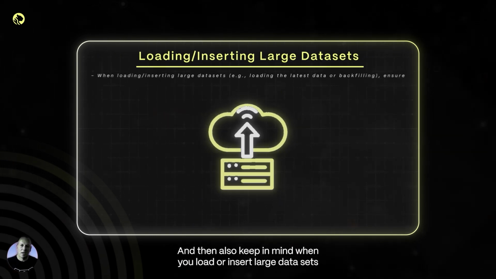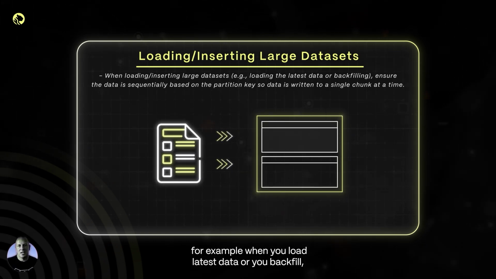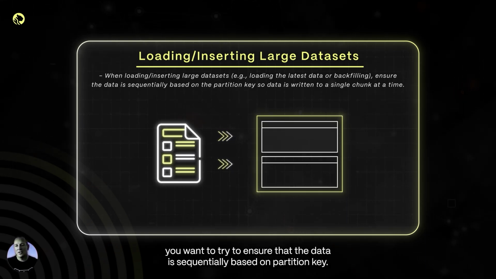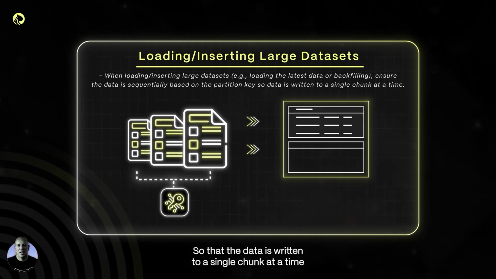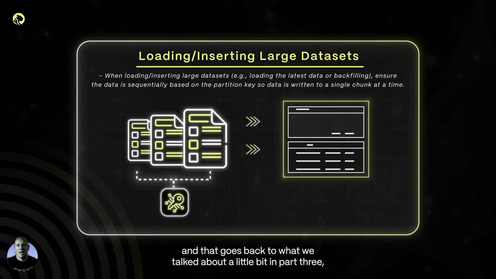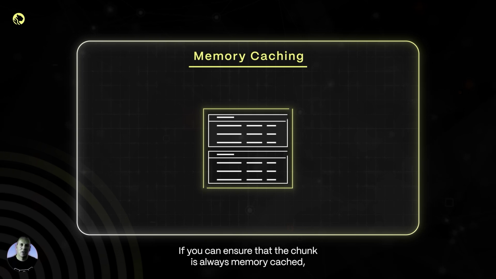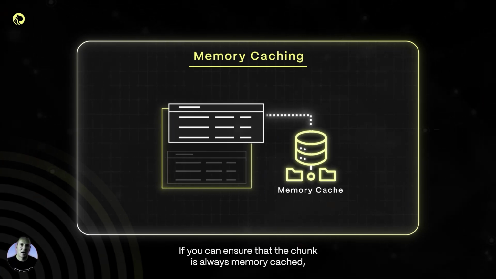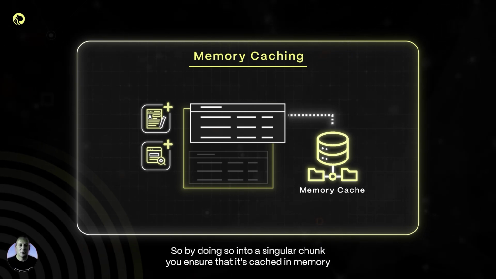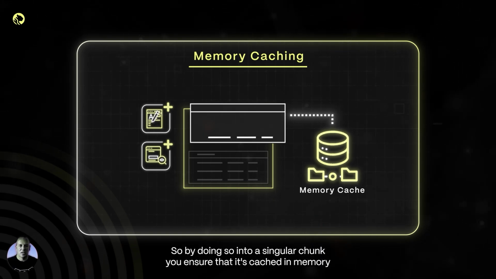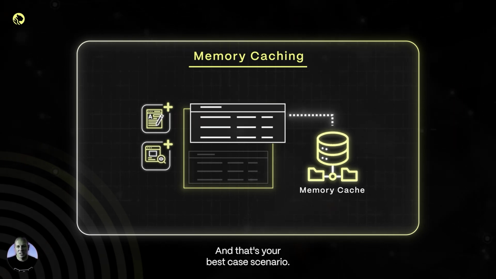And then also keep in mind, when you load or insert large data sets, for example, when you load latest data or you backfill, you want to try to ensure that the data is sequentially based on partition key so that the data is written to a single chunk at a time. And that goes back to what we talked about a little bit in part 3, memory caching. If you can ensure that the chunk is always memory cached, you're going to get faster writes and reads from it. So by doing so into a singular chunk, you ensure that it's cached in memory until you are actually done backfilling it. And that's your best case scenario.